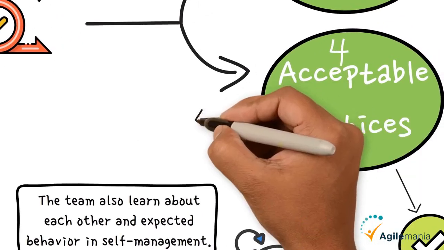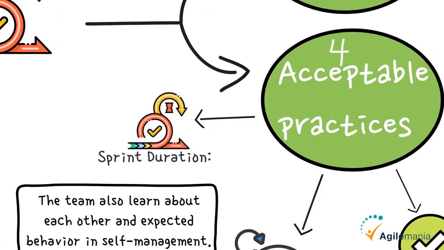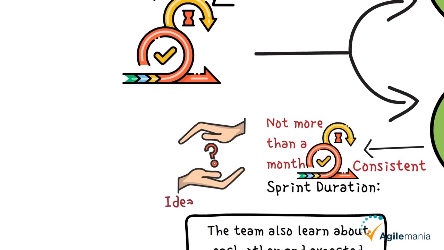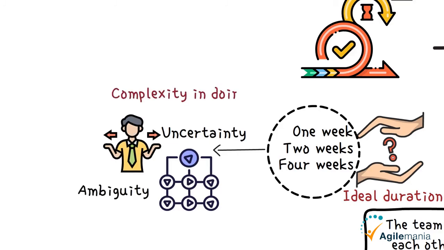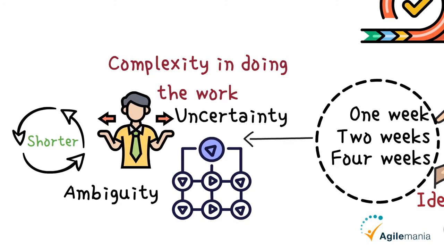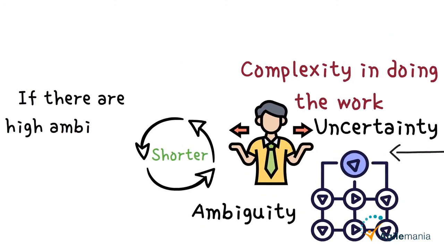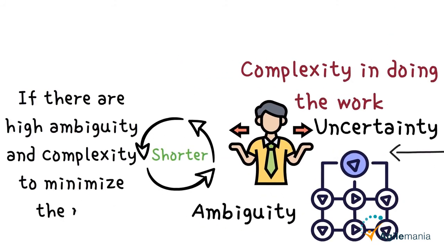Finally, let's talk about sprint duration. A sprint should not be more than a month, and it is better to keep it consistent. What should be the ideal duration for a sprint? One week, two weeks, or four weeks? It depends on the uncertainty or ambiguity in the requirements and the complexity in doing the work. It is better to go with a shorter cycle if there is higher ambiguity and complexity, to minimize the risk.